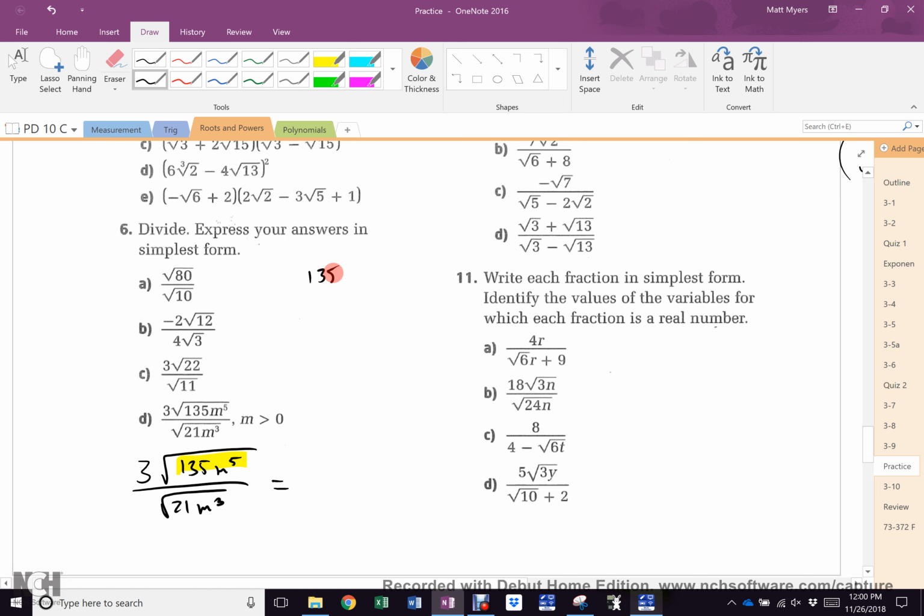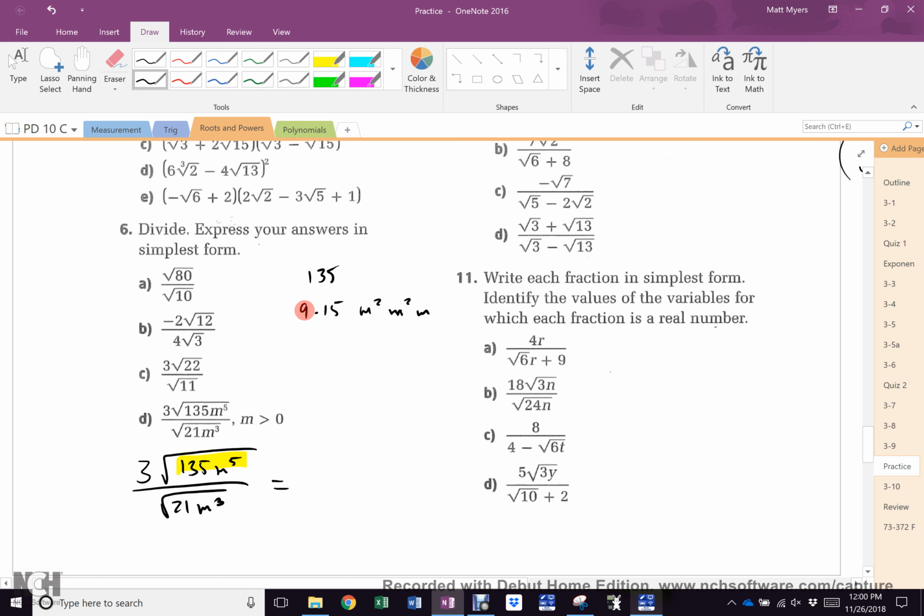You get 3 m squared, 9 m squared, root 15. Okay, so you've done it all together, right? You understand that, but other people might not. So what did you do to 135? I broke it down to 9 times 15, and then m squared, and m for the m^5, yes?